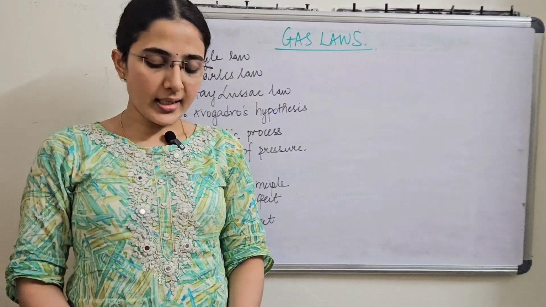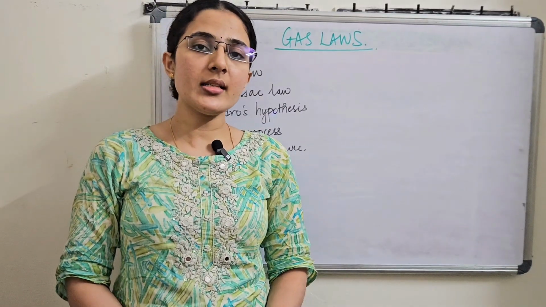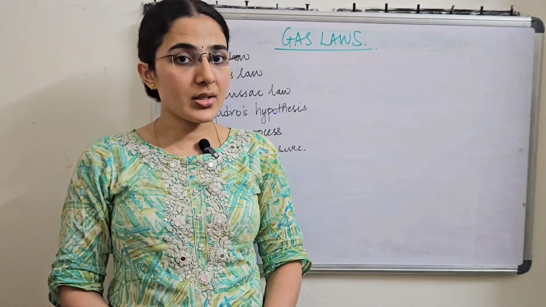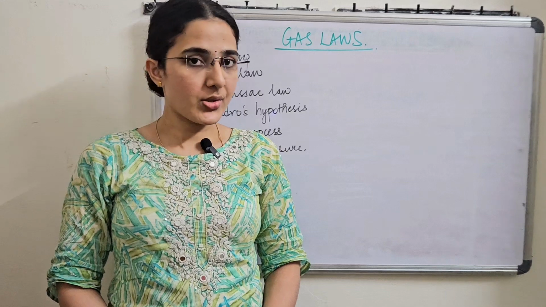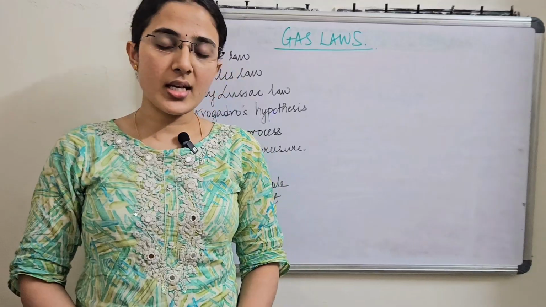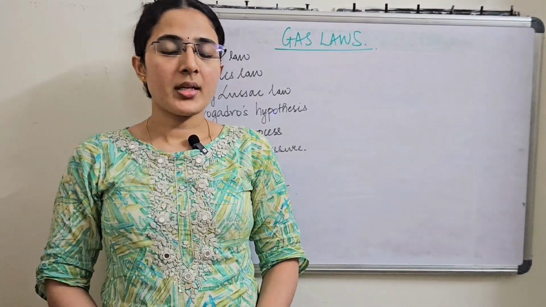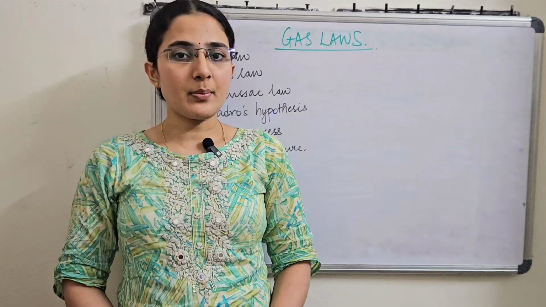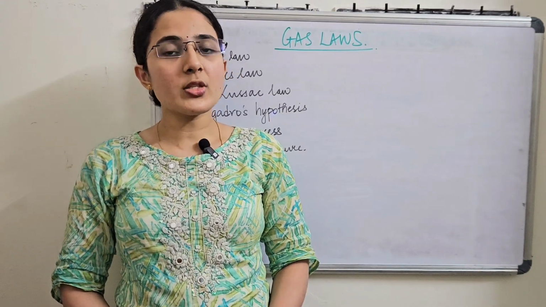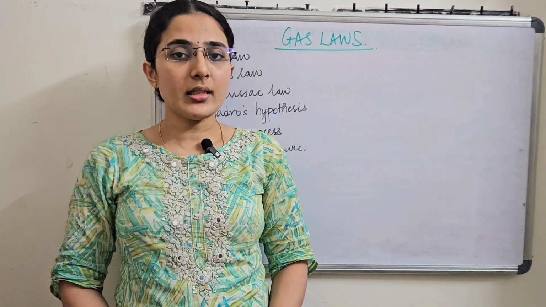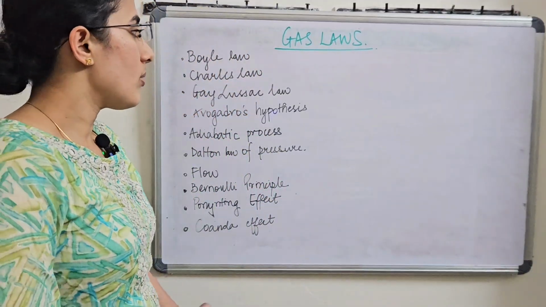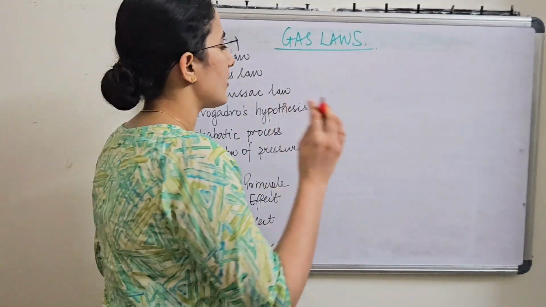Starting this lecture with what is a gas. Gas is basically the substance in the gaseous phase above the critical temperature. And what is a vapor? Vapor is a substance in gaseous phase below its critical temperature. So what is critical temperature? It is the temperature above which the gas cannot be liquefied no matter how much pressure is applied.